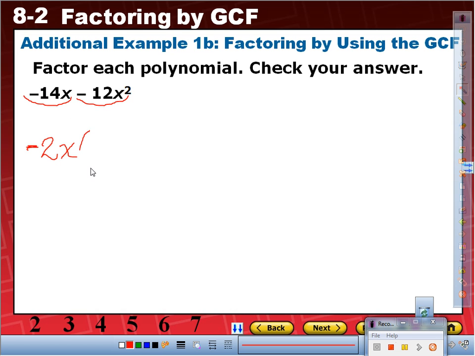So I open parentheses. And let's see. What is negative 14 divided by negative 2? 7. What is x divided by x? 1. What is 1 times 7? 7. So that's all we write right there.